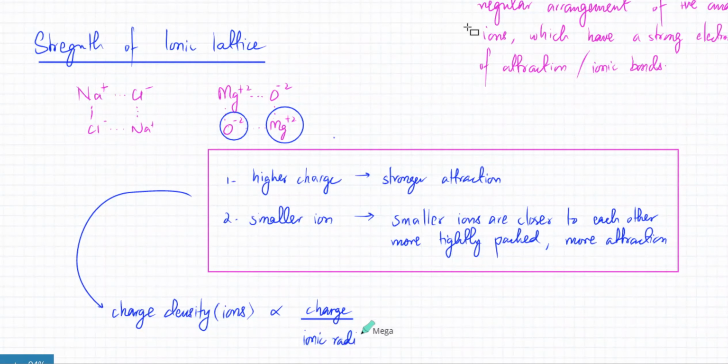So this was inversely proportional: smaller ion, more attraction; bigger ion, less attraction. Higher charge, stronger attraction. That was directly proportional. So you can combine the two factors and call it charge density. If I have two ions in front of you, there's this ion which has a charge of +1, and there's this much smaller ion which has a charge of +3. Which one has more charge density and which one will form a stronger lattice?